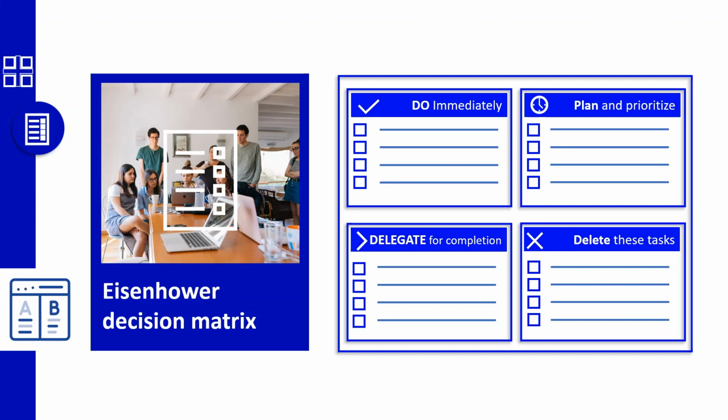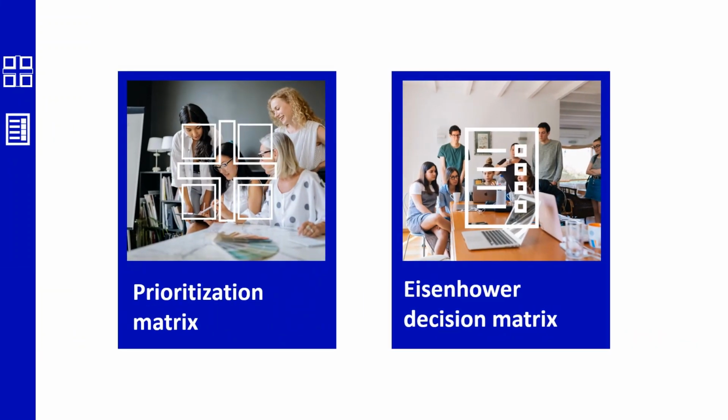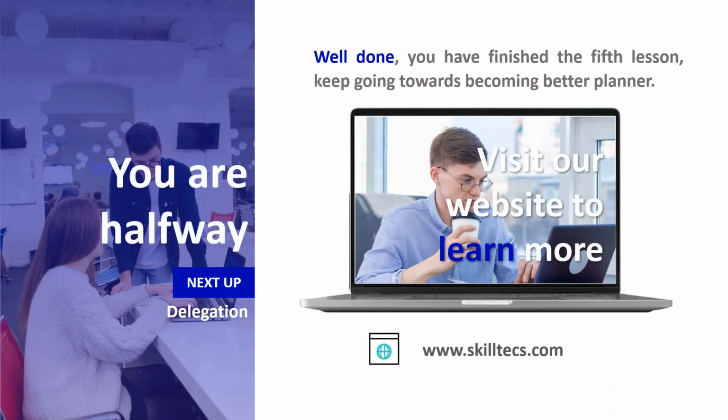So remember, effective prioritization involves using tools such as a prioritization matrix or Eisenhower decision matrix to evaluate and prioritize your tasks. In the next video, we will discuss how to delegate tasks effectively and manage a team.